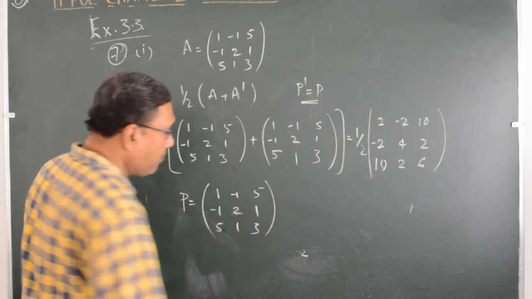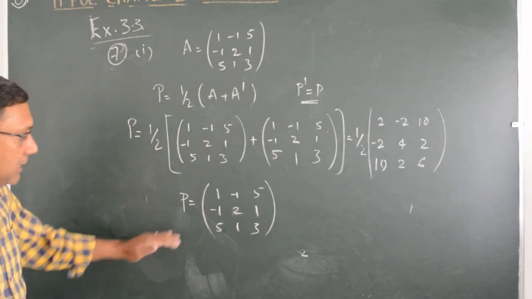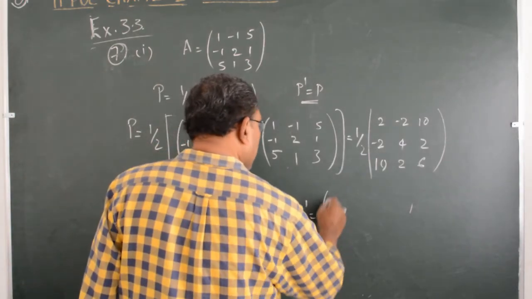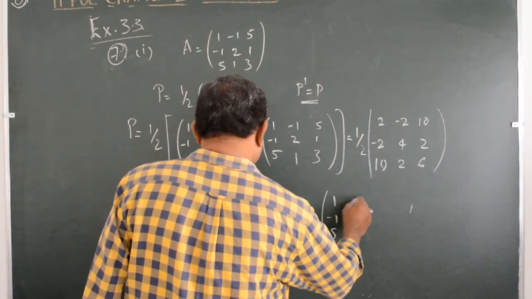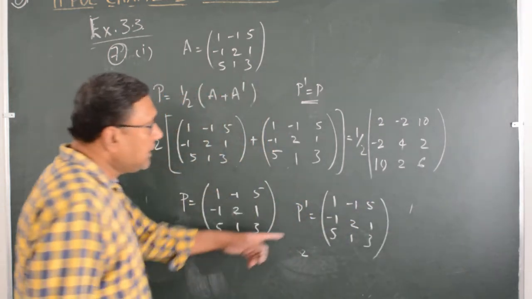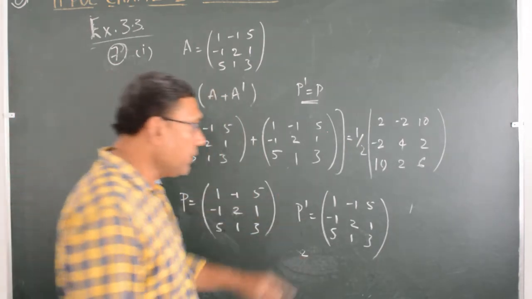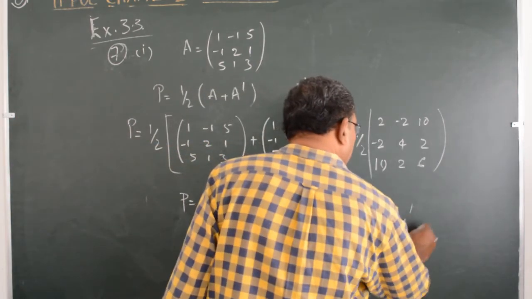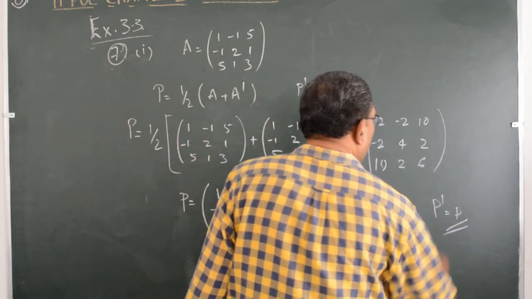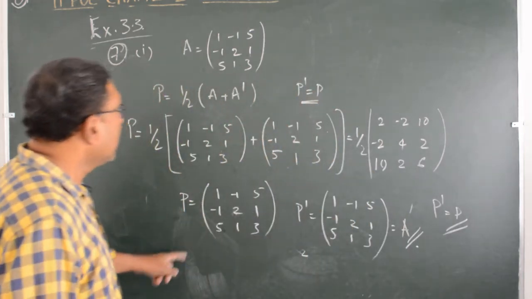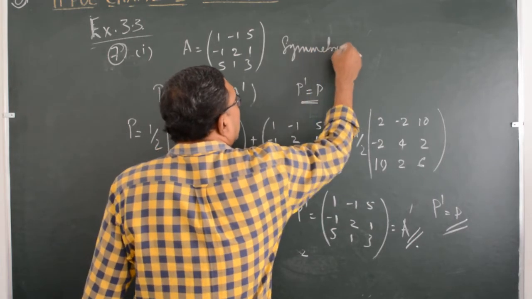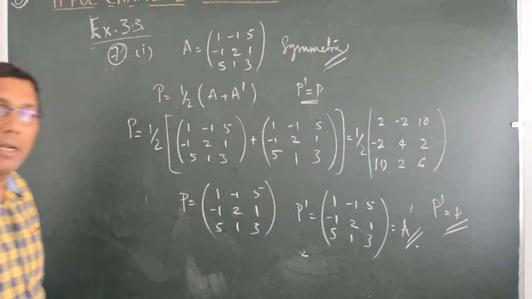All I need to do is check the P transpose. What is my P transpose? P transpose will be 1, minus 1, 5, minus 1, 2, 1, 5, 1, 3. Is it not equal to A? Which is equal to A. Therefore, P transpose is always equal to P. Therefore, the given matrix A is symmetric. Right? This is a symmetric matrix.